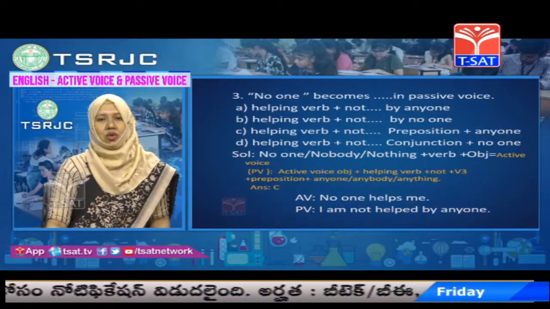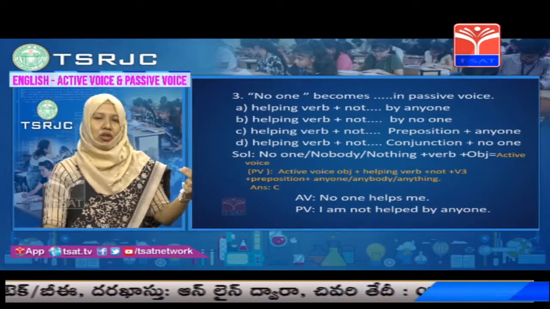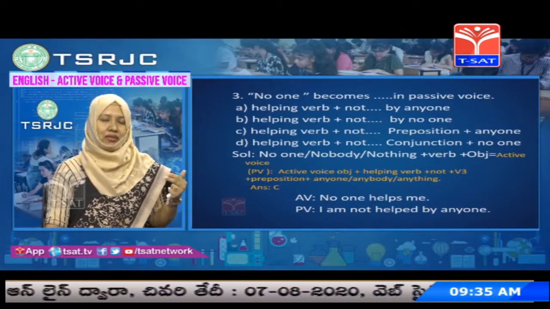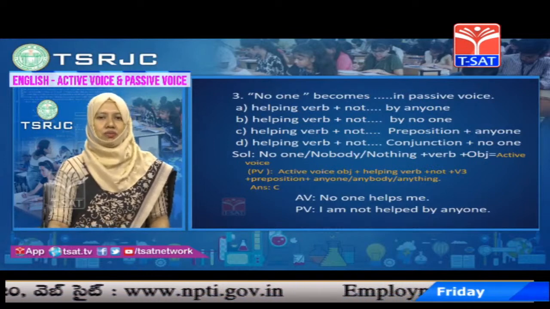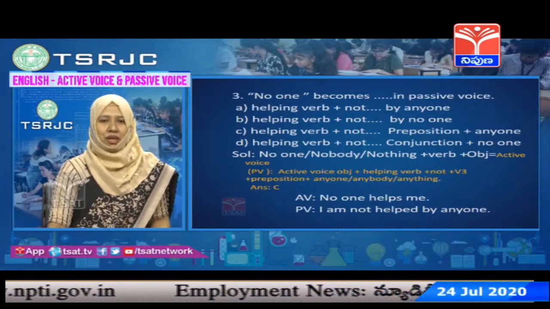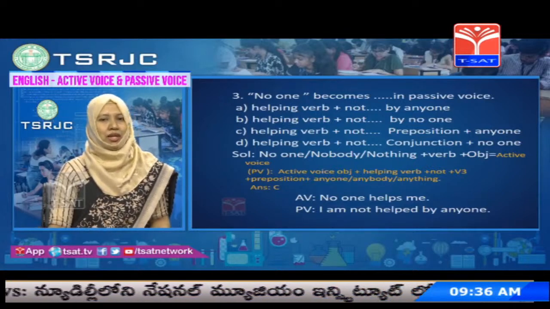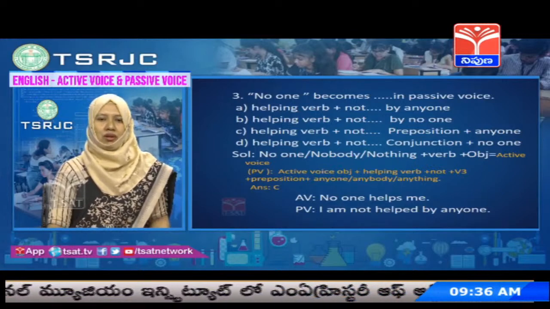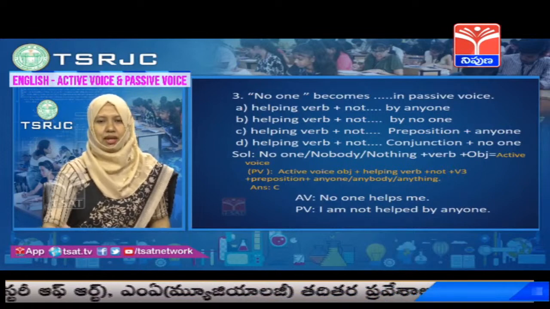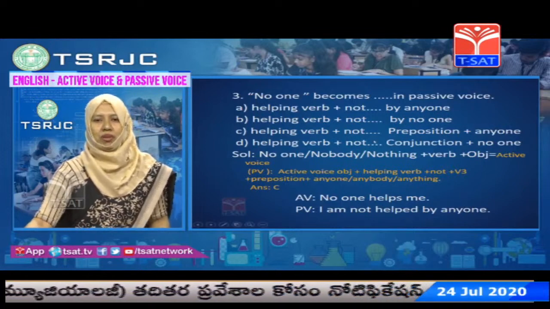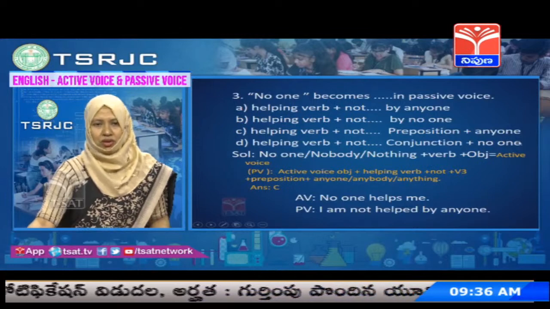Next question: no one, becomes in passive voice. If in active voice a sentence is starting with no one, what will it change into in passive voice? Option A, helping verb plus not by anyone. Option B, helping verb plus not by no one. Option C, helping verb plus not plus preposition plus anyone. Option D, helping verb plus not plus conjunction plus no one.